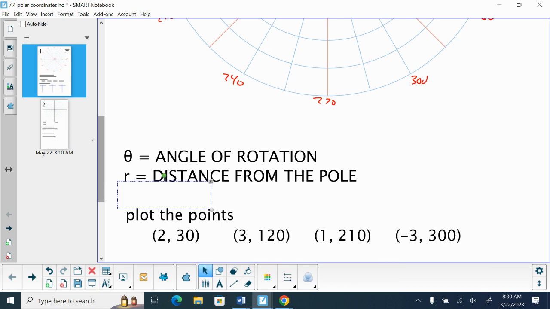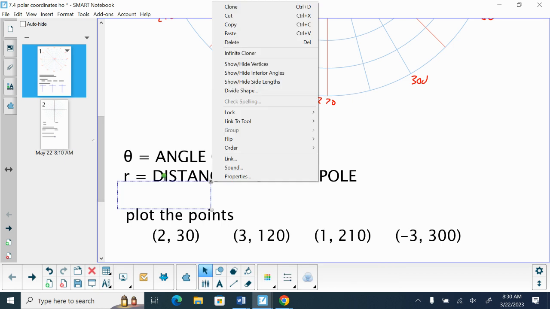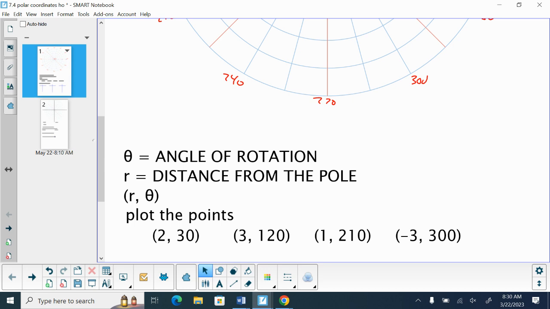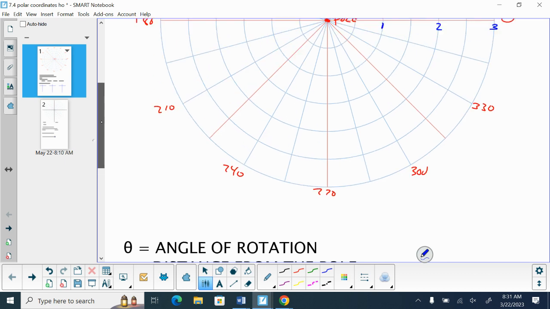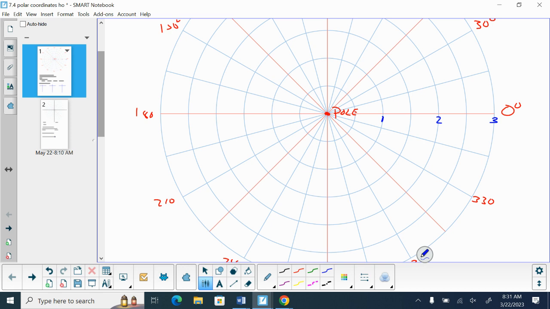With this, we have an ordered pair. This ordered pair is going to be (r, theta). So if I'm going to label the point (2, 30), my R value is a value of 2. My angle of rotation is 30 degrees. So I go out to my 2 units out and I rotate up 30 degrees.